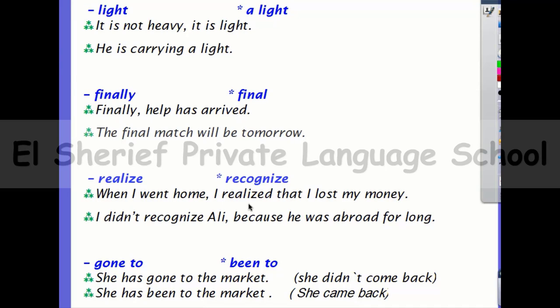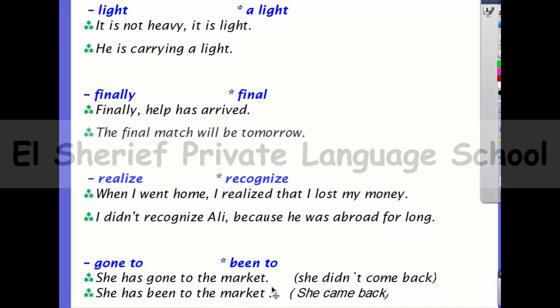Realized means understood. Number 2, I didn't recognize Ali because he was abroad for long. It means I didn't remember him. Okay, now what's the difference between gone to or been to? Look at these two examples and you will know the difference.